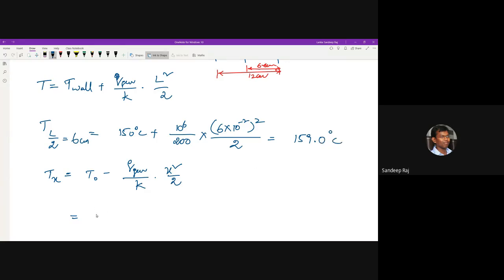Okay. Now this T naught is nothing but your T max. This is your T naught, equal to 159 here minus Qgen by K, which is 10 to the power of 6 by 200, into now the x is 3 centimeters. So this will be 3 into 10 to the power of minus 2 whole square by 2. Now tell me what is this value?